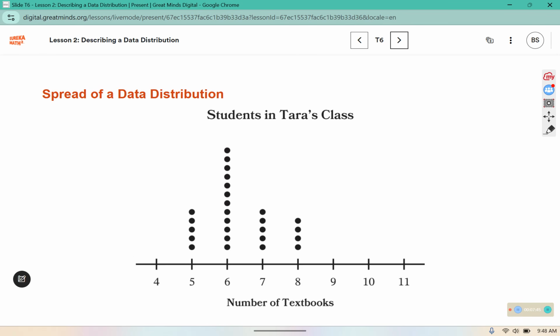Here is another data distribution. This is based on the number of textbooks that each student has. How much do you think the values in this data distribution will vary?